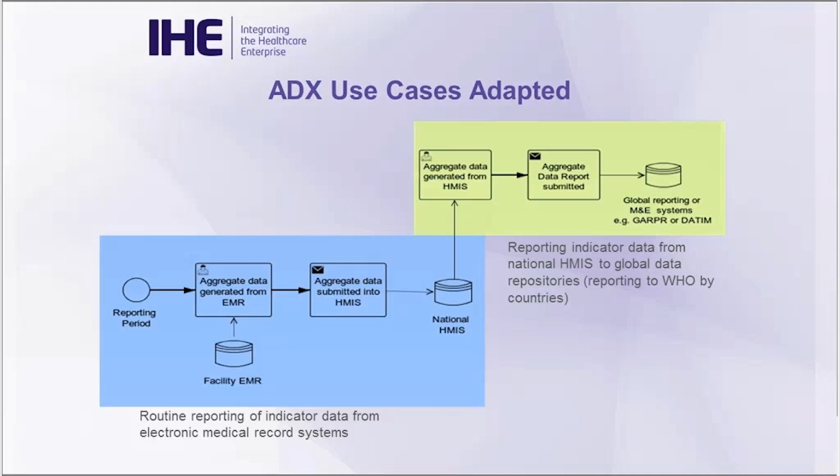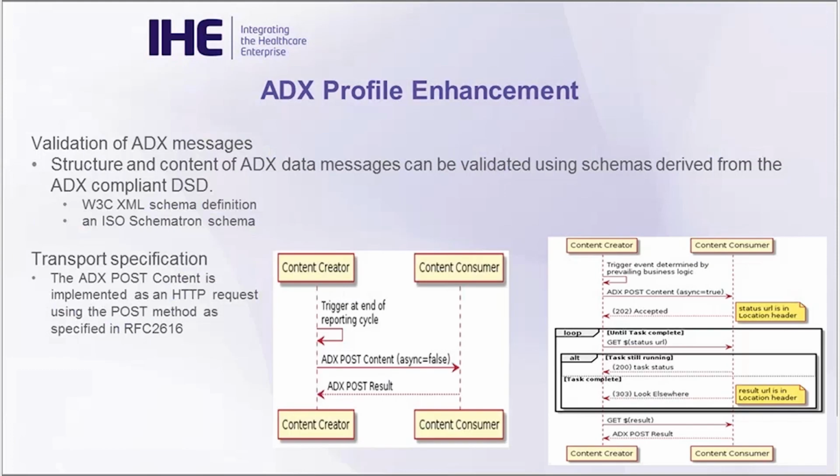So the next slide is just a highlight of the enhancements we've made in revision 2.1 of the ADX profile, which was recently released for trial implementation. The enhancements we've made include being able to better handle data element disaggregation, as well as validation of the structure and content of ADX messages using a W3C XML schema and an ISO Schematron. A transport specification for posting ADX content using HTTP requests has also been added.